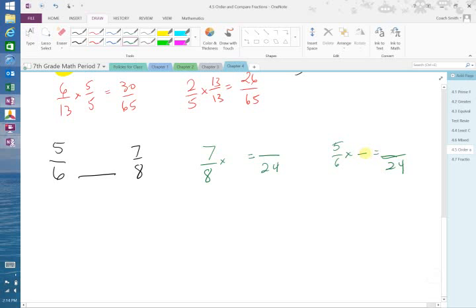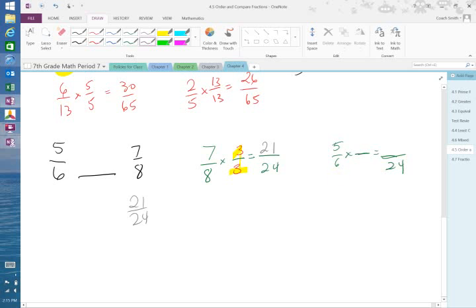Okay, so we ask ourselves then, what did I take 8 and multiply it by to get 24? 3. So there's a 3 on the bottom here, so there's got to be a 3 on top. This has to equal 1 over 1. So 3 times 7 is what? 21. So my new fraction over here is 21 over 24.